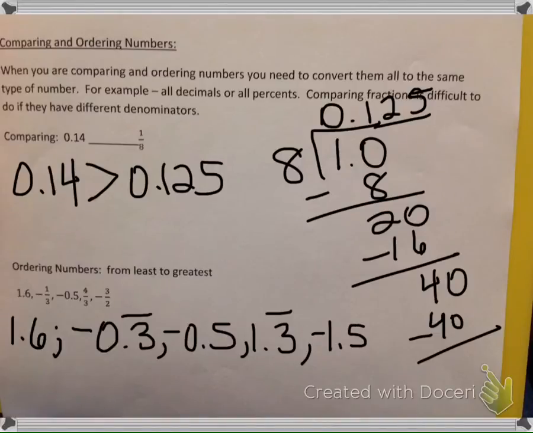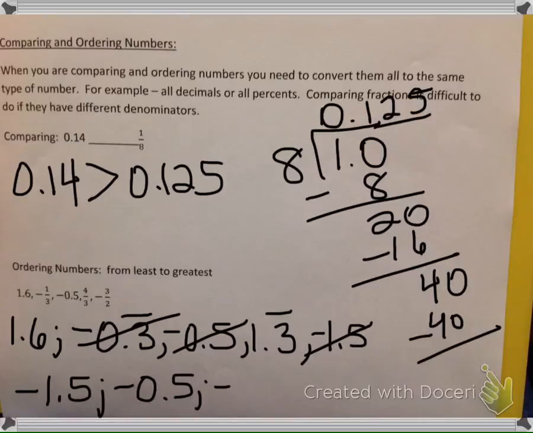And now let's put them in order from least to greatest. Let's take a look at our negatives first. And remember, negatives, the larger the negative, the smaller the number. So we're going to start with negative 1.5. And then next we have negative 0.3 and negative 0.5. So that would be negative 0.5. You got to kind of think backwards on those negatives. And a negative 0.3 repeating. And now you have your positive numbers, which are nice and easy, 1.3 repeating and 1.6. And you could change those back into the original if you want, but you don't have to.